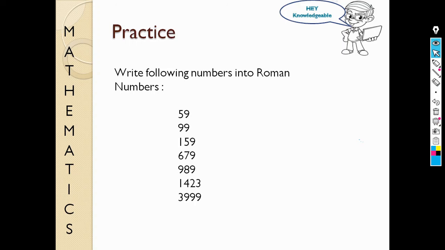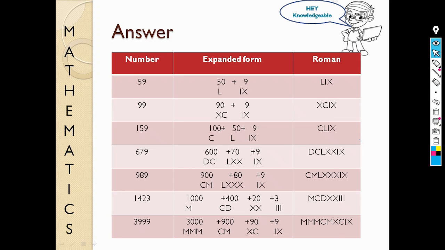So pause your video for some time and try to get the answer. Otherwise, the answer is already there in the next slide. So coming to the answer, this is how we will write it. Suppose this is 59. First we'll expand this: 50 plus 9, and then convert 50 to the Roman numeral, 9 as a Roman numeral, and then combine that. That becomes the Roman number for 59.